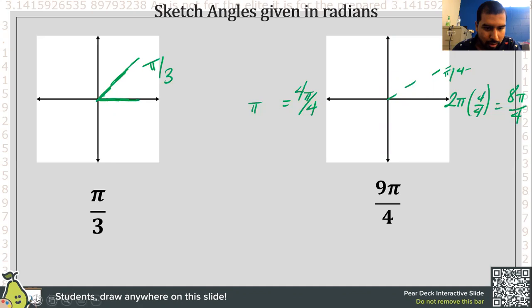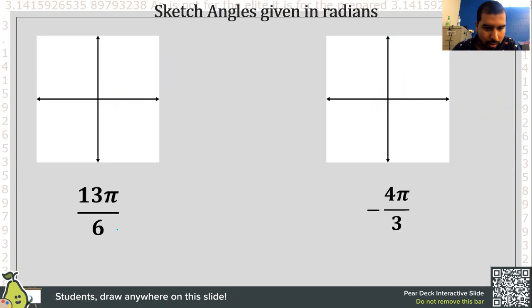But in this case, we did a full revolution, right? So from here, 1 full revolution, because that would have made us 8 pi over 4, as we just saw. But I want 9, so 1 more slice, so right here. So this should be a circle and a little slice more. Okay, let's go ahead and try the next one.